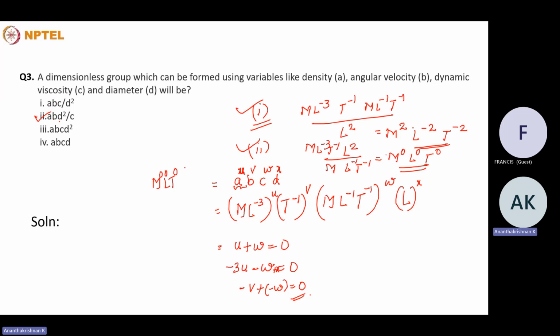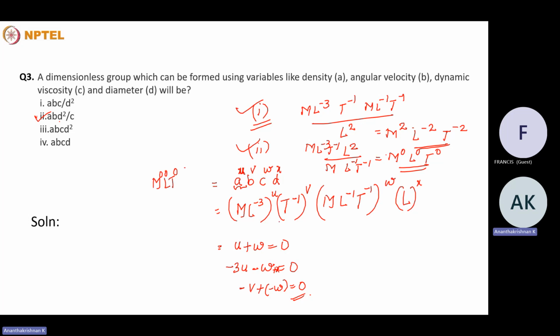So in this particular problem, if you put V value equal to 1, V is the power of the T minus 1 second term B. So if you put that particular term as 1, you will get W equal to minus 1. W is the power of the third term, ML power minus 1, T minus 1. So that will be minus 1, and that will be coming in the denominator, and correspondingly you can find the other values of u and x from the next set of equations.